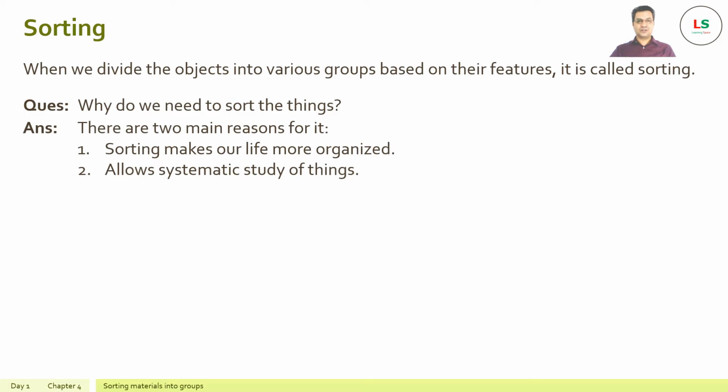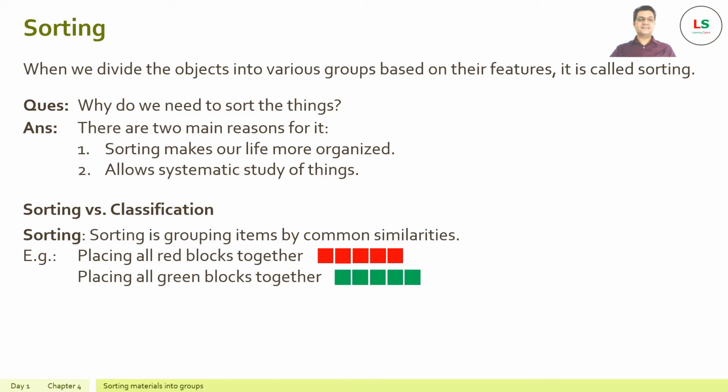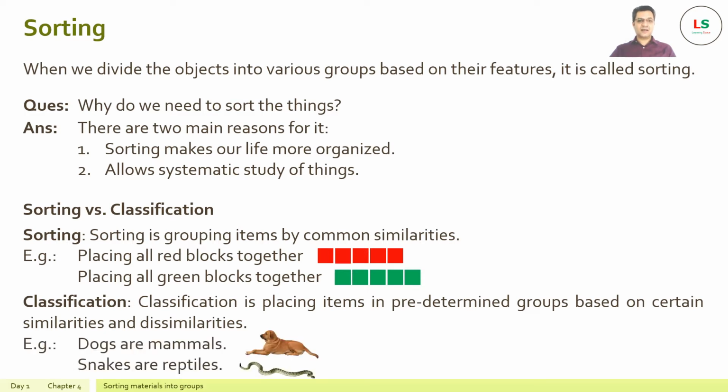There are two words, sorting and classification, which are taken up in the discussions. Let's have sorting versus classification. So based on the definition, sorting is grouping items by common similarities. So the examples can be placing all red blocks together or placing all green blocks together. Whereas classification is placing items in predetermined groups based on certain similarities and dissimilarities. Example, dogs are mammals, snakes are reptiles, whereas both of them are animals.